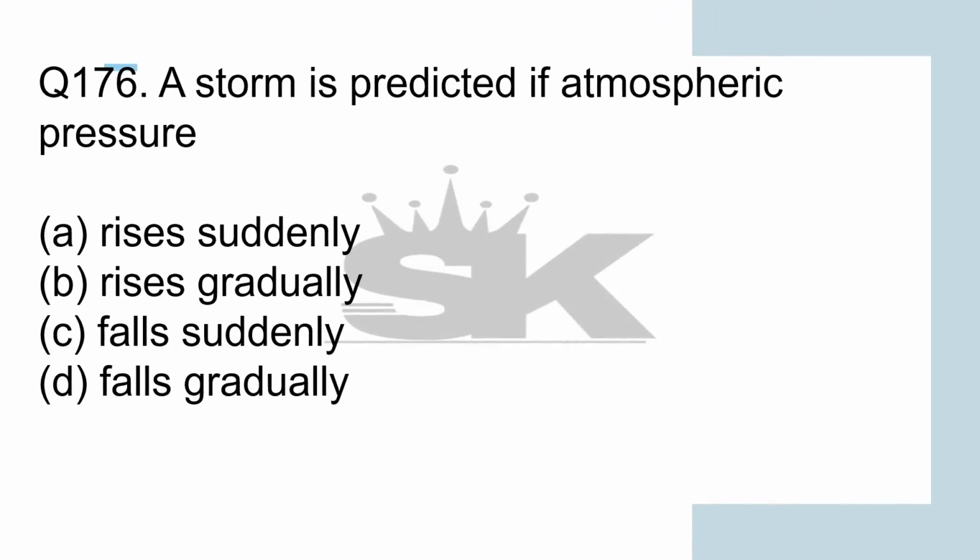Next one. A storm is predicted if atmospheric pressure... It's also a repetitive question. A storm is predicted if atmospheric pressure falls suddenly. Drops in pressure also help indicate the strength of wind in a storm, as greater drops yield stronger winds. So lower pressure is associated with bad weather, high winds and rain or snow. So the answer is falls suddenly.